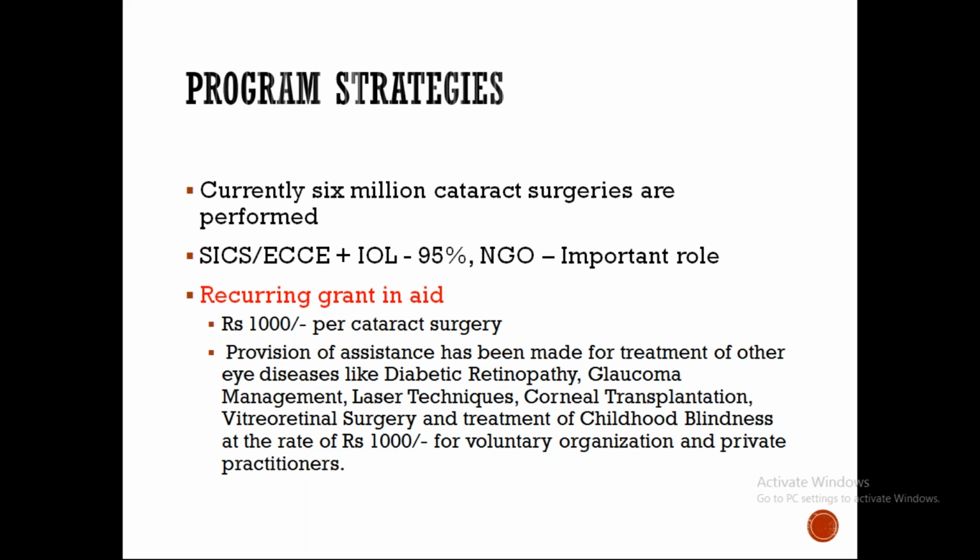So what does this NPCB program do? For every cataract surgery which is performed under this program, it promotes it by giving 1,000 rupees per cataract surgery, and it provides assistance for treatment of eye diseases like diabetic retinopathy, glaucoma, lasers, corneal transplantations, vitreoretinal surgeries, treatment of childhood blindness, all the associated eye diseases apart from cataract. For their treatment also it gives around 1,000 rupees for voluntary organizations and private practitioners. So it provides aid in the form of grants for performing cataract surgery to increase the cataract surgery rate.